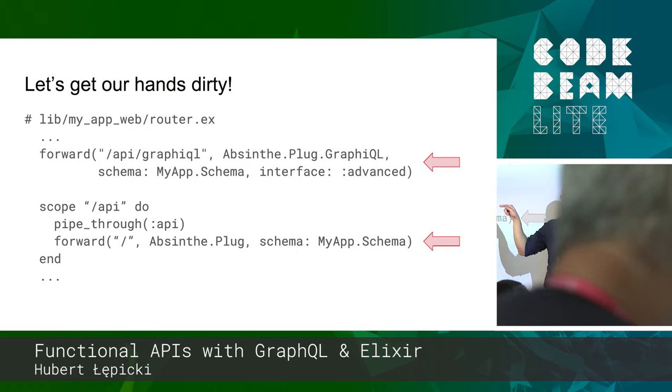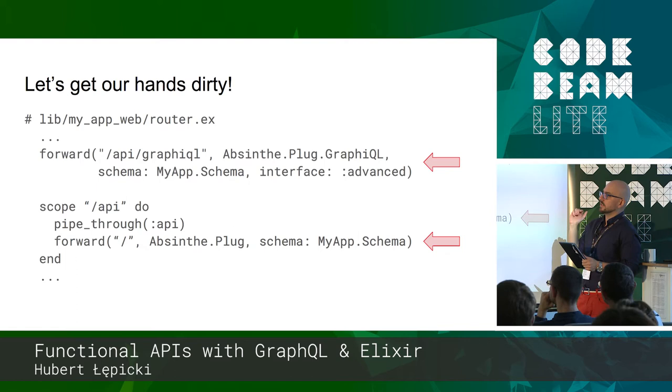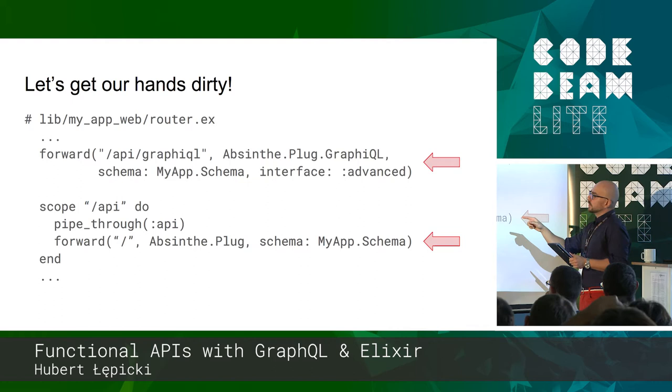I'm going to start from the bottom of it. We define a scope /api, and we just say that everything that's going to be sent to /api and further, we're just going to forward it to the Absinthe plug. And we're saying it should use this schema, which is just an Elixir module.